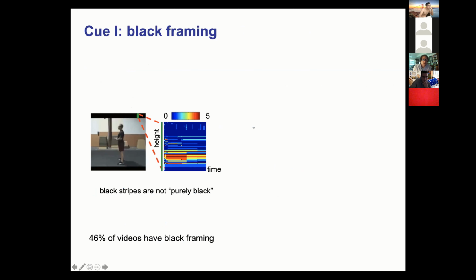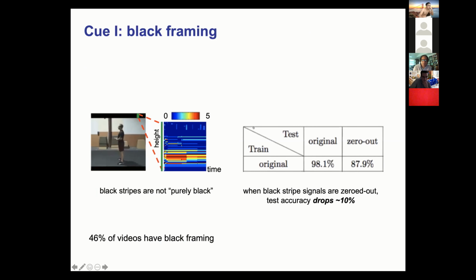So in many of the videos, there was a black frame along the top from recropping or whatever. And it turns out they weren't purely black, and the information in there was being used by the network to decide whether the video is playing forward or backwards. So when we zeroed out those black bars at the top of some of the videos, performance dropped by 10%. So, okay, that's good, that's progress. We don't want to be basing our decision on video coding artifacts.